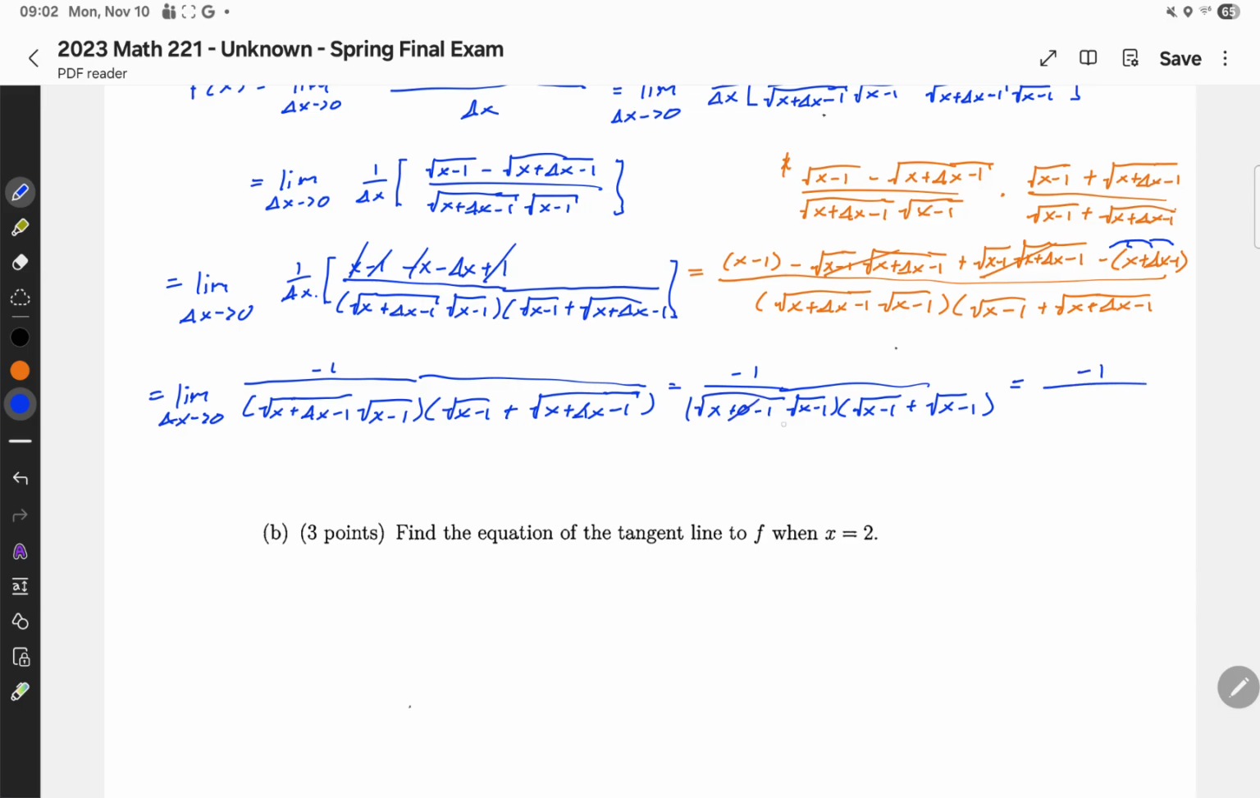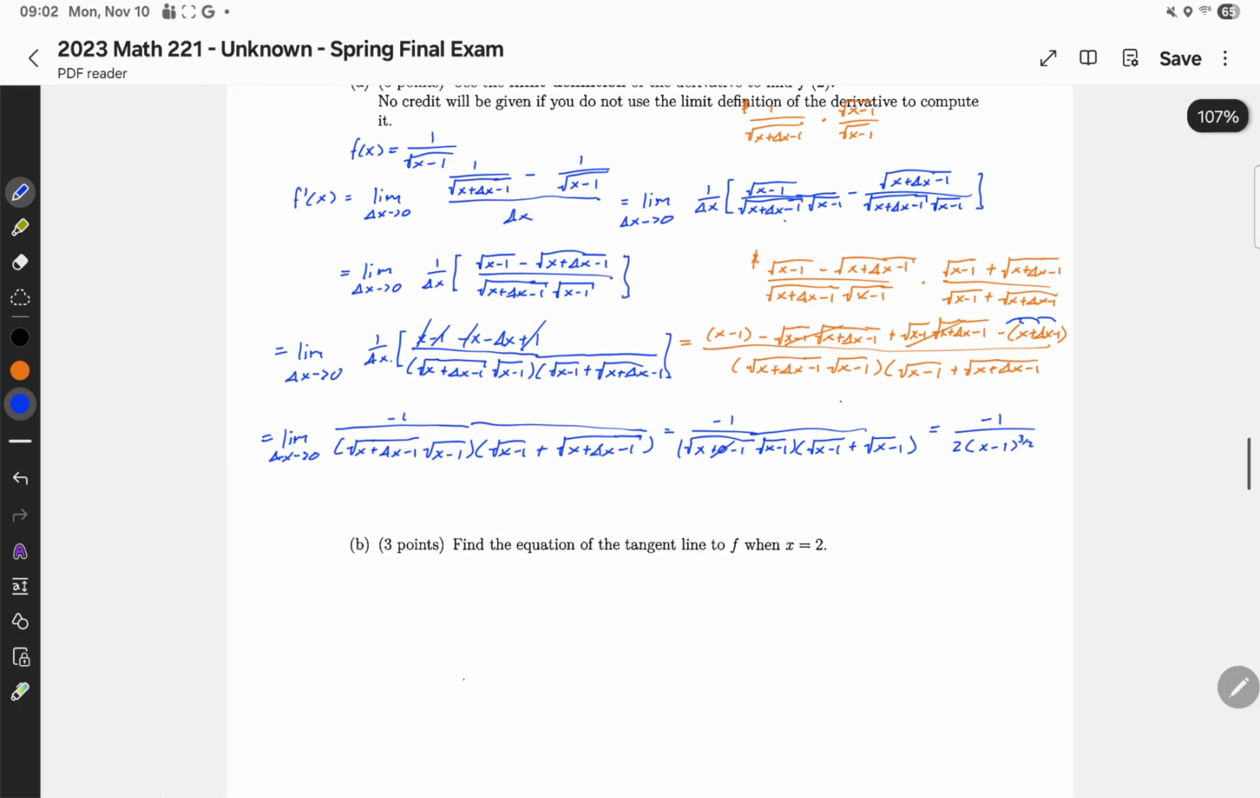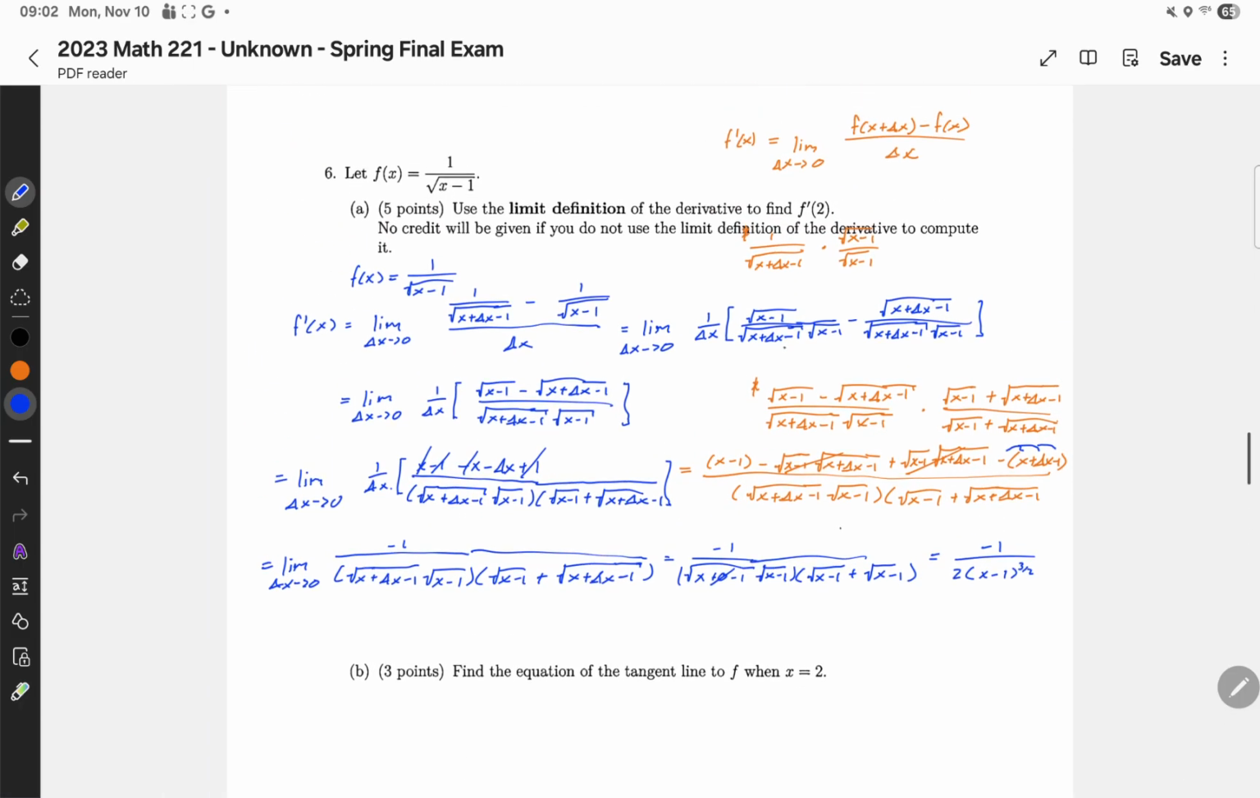The 0, we can ignore it. This is x minus 1. This is going to be 2 times the square root of x minus 1. So I'll bring this 2 way out here. And then if we have x minus 1 to the 1 times x minus 1 to the 1/2, this is going to be x minus 1 to the 3 over 2, just like this. So that's going to be our final answer.